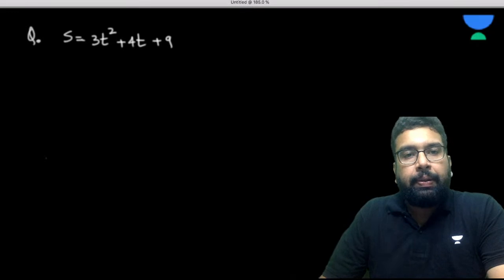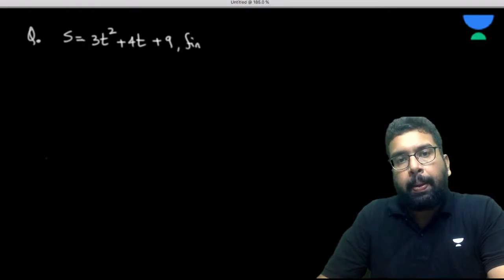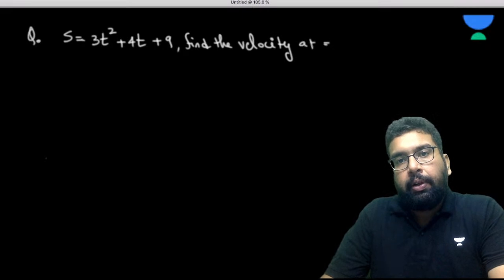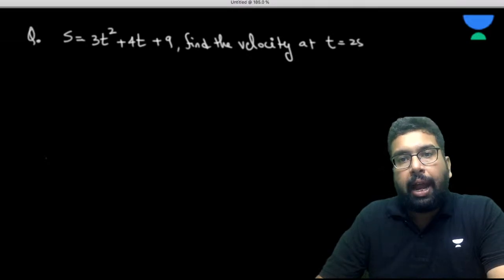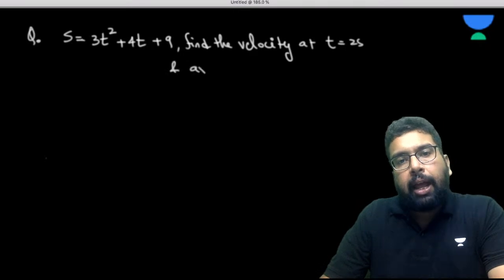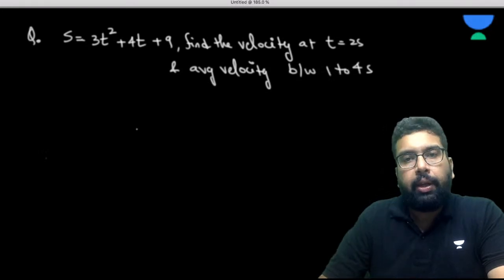Okay, let's continue. We have s is equal to 3t square plus 4t plus 9. Now find the velocity at t is equal to 2 seconds. And let's suppose we also want to find the average velocity between 1 to 4 seconds. Okay, let's try it.